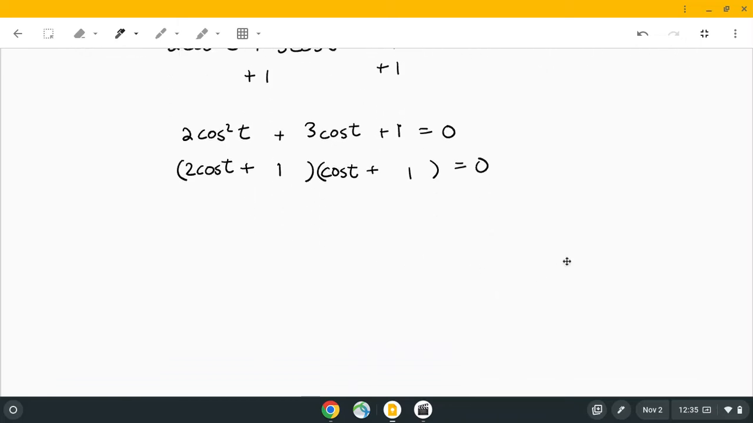So this is correct. I'm going to take each factor and set it equal to 0 and solve. So I subtract 1 on both sides. And then I divide both sides by 2.